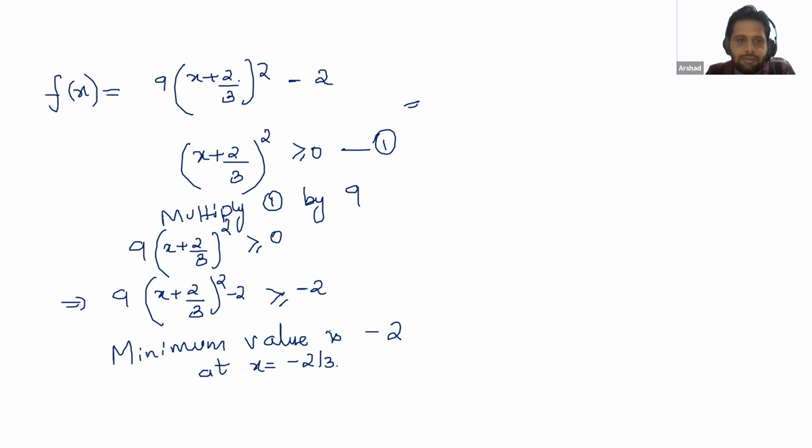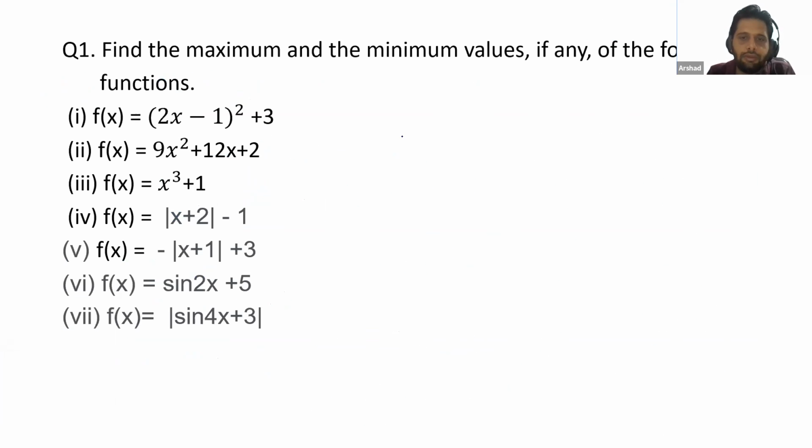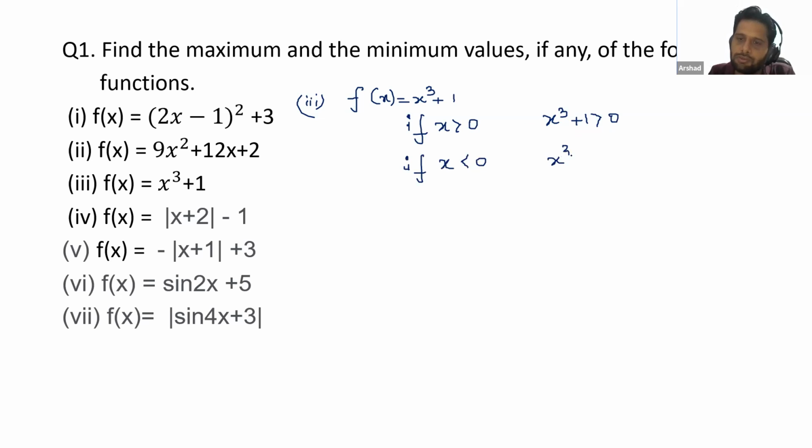Now the last is x cube plus 1. Okay, so f(x) is equal to x cube plus 1. This is the third question. If you analyze this function, if x is greater than 0, then x cube plus 1 is greater than 0. If you put a positive value of x greater than 0, then the complete x cube plus 1 is also greater than 0. If x is less than 0, then x cube plus 1 is less than 0. So if x is greater than 0, this function is greater than 0, and if x is less than 0, this is less than 0.